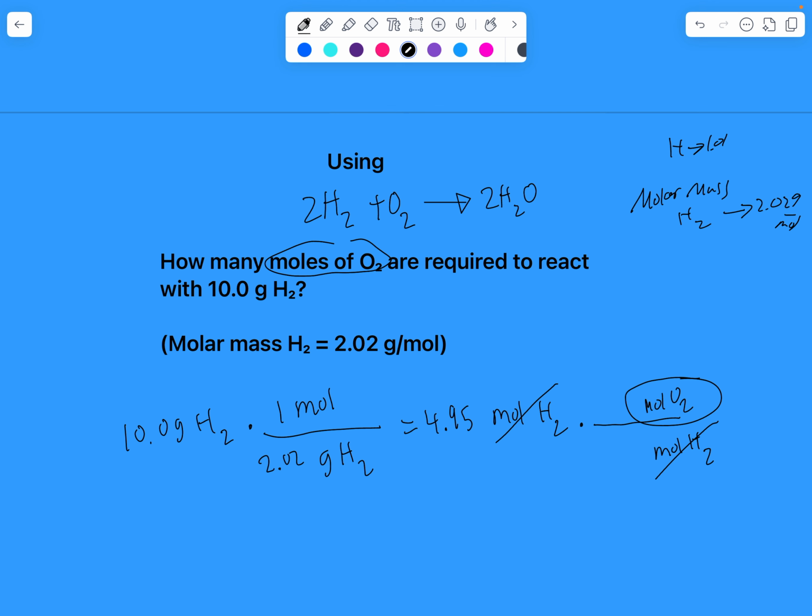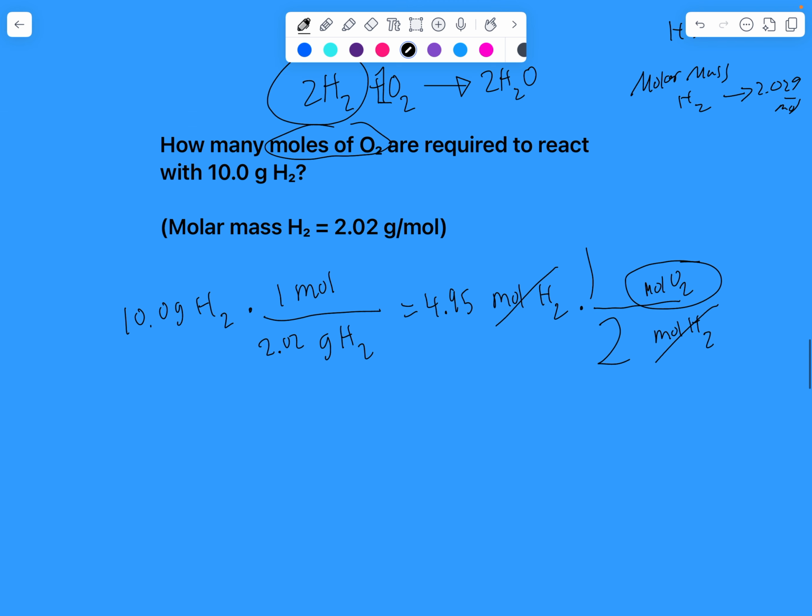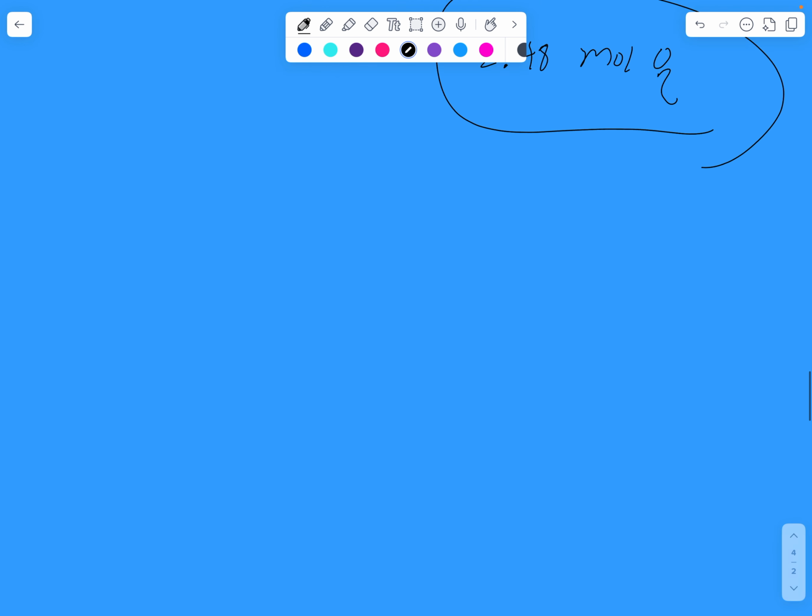I know that for every 2 moles of H2, according to the equation up there, there's 1 mole of O2. Because remember, there's an invisible 1 up here. So 4.95 divided by 2 is 2.48 moles of O2. Stoichiometry is a chain. Grams to moles, then moles to moles. All right? Let's try example 3.